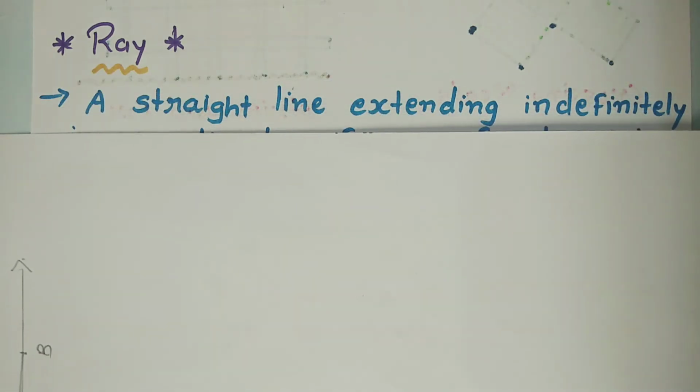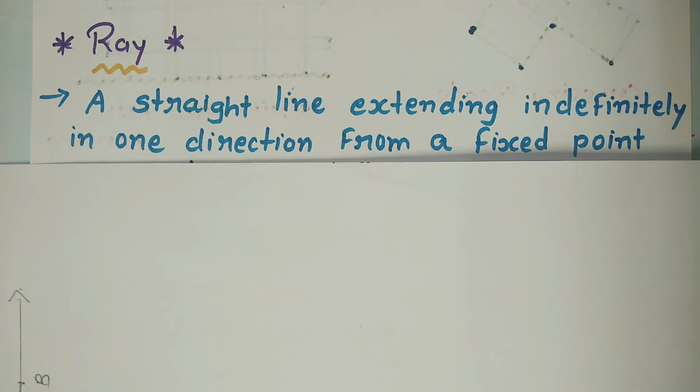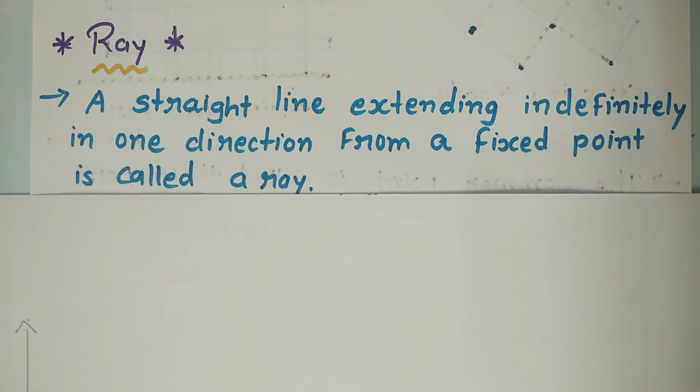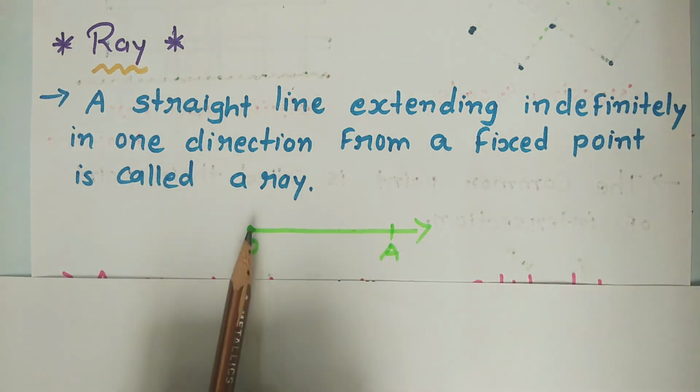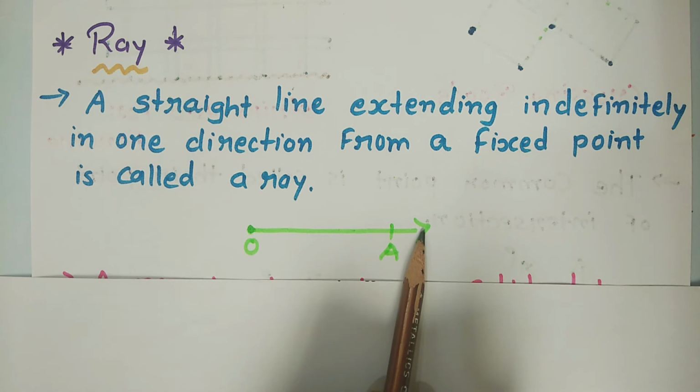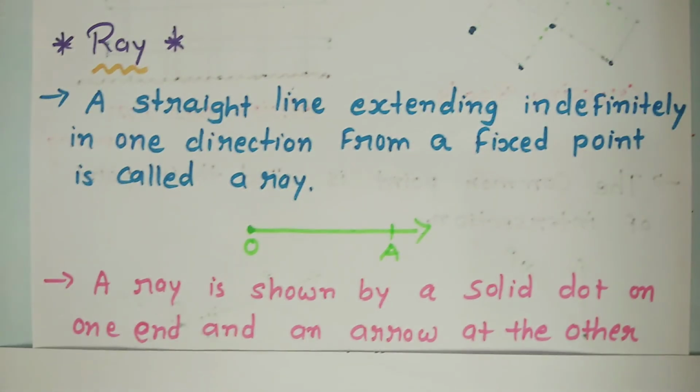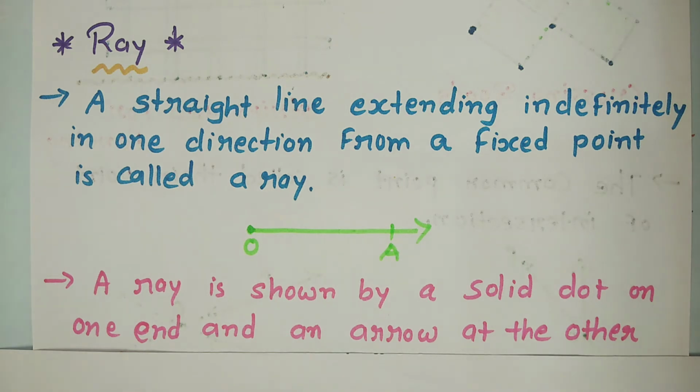Next is ray. A straight line extending indefinitely in one direction from a fixed point is called a ray. From a point, if I extend only to one side, it gives the idea of a ray. A ray is shown by a solid dot on one end and an arrow at the other end. How can we indicate it? Solid point at one end and arrow at the other end.